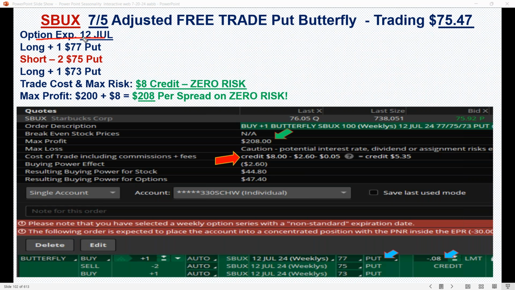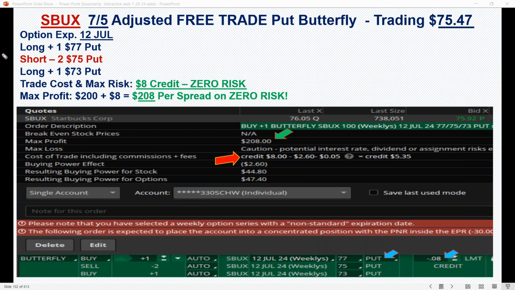We had the 12 July as the base long on the put side. So we were long that 77 put, sold against the 75, then sold a 75, 73 bull put credit spread, converted to a butterfly, $2 wide. We actually ended up with a credit of $8 from the butterfly, so potential to make $208 on 0 risk. So that's one that we did not too long back.